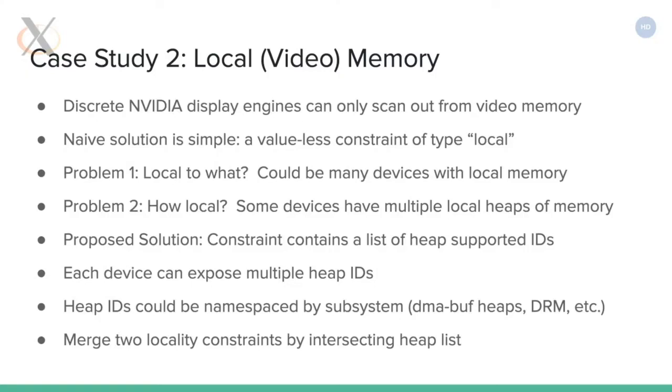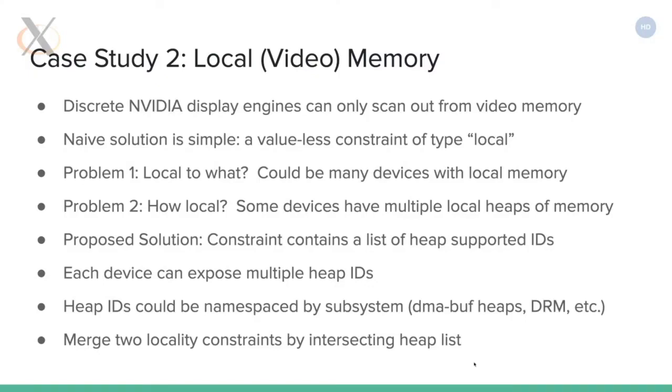We can namespace heap IDs by subsystem to prevent conflicts. For instance, we could have a namespace for DRM, another one for DMA-BUF heaps. And merging 2 heap constraints is just taking the intersection of the heap IDs. Yeah, so that works for both input constraint sets.